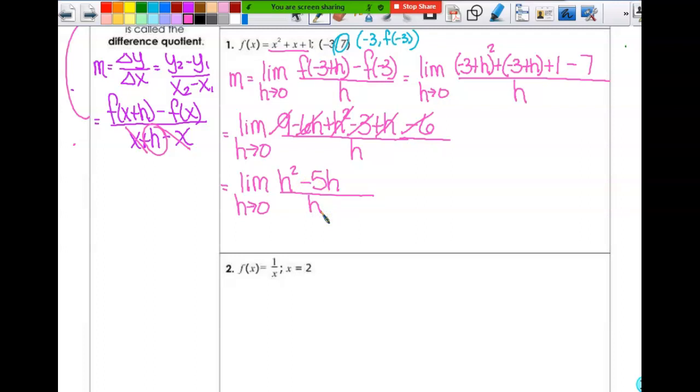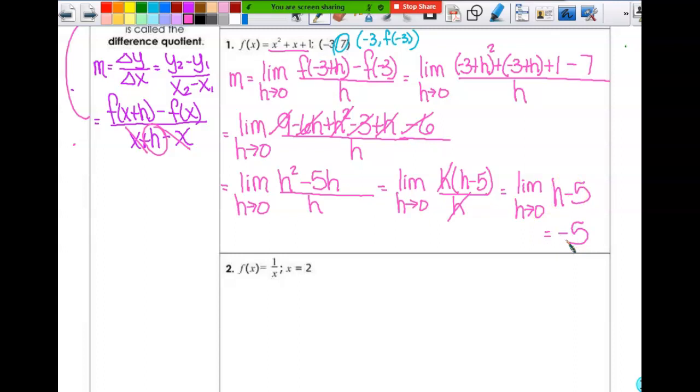I have a GCF in the numerator. So this is going to equal the limit as h approaches 0 of h times h minus 5, over h. Well, now I can reduce those. So I get the limit as h approaches 0 of h minus 5. Remember, sometimes direct substitution works, and if it works, use it. So I can evaluate this limit by substituting in this 0, and my answer is going to be negative 5.